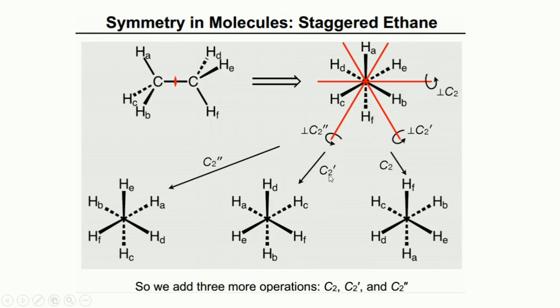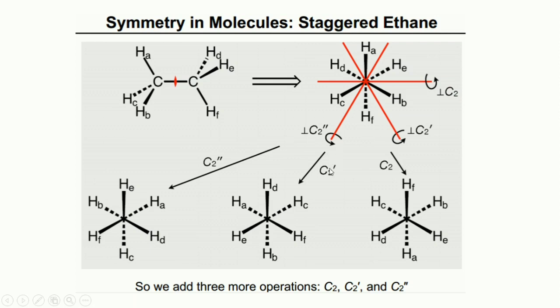So if we apply the C2 dash, C2 dash is here, we can see C2 dash is here. So what will happen? HD, HE and HF that were on the dotted line, on the back side of the molecule, on the other side of the molecule, will appear upward and change their positions.